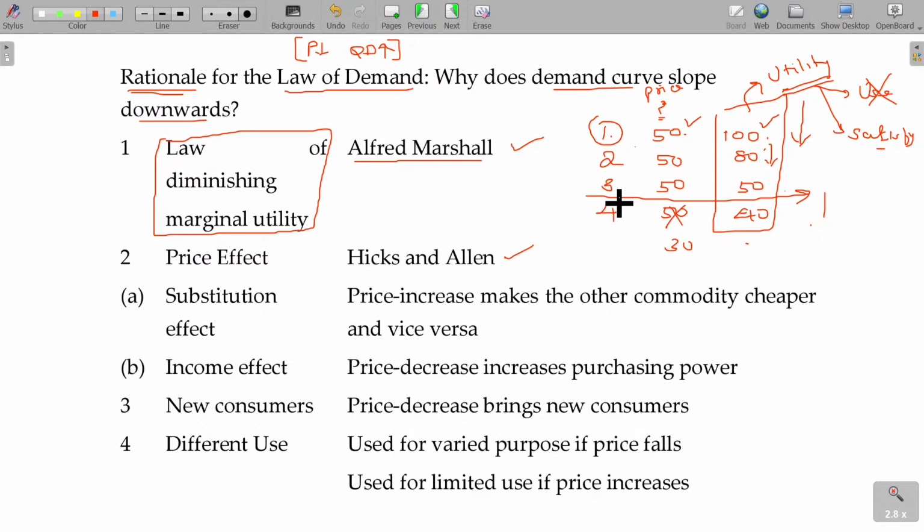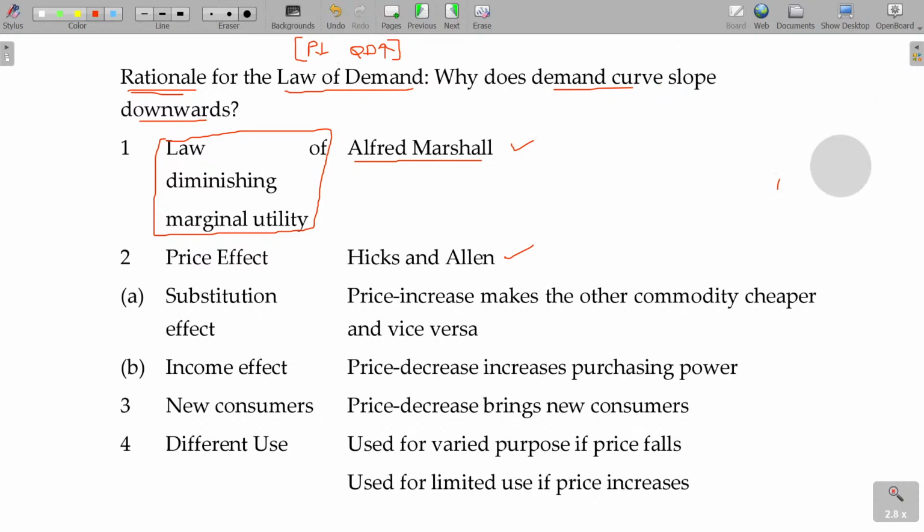Where these two match, your purchasing will be stopped. Else you keep purchasing. That's Alfred Marshall's view. So Alfred Marshall says it's diminishing marginal utility. As my interest is decreasing, my satisfaction is also decreasing. For the same commodity, I am willing to pay less only. Once you offer the commodity at a lesser price, I am willing to purchase. Else, I don't purchase. That's Alfred Marshall's view.